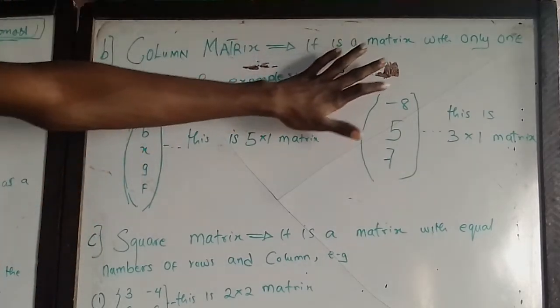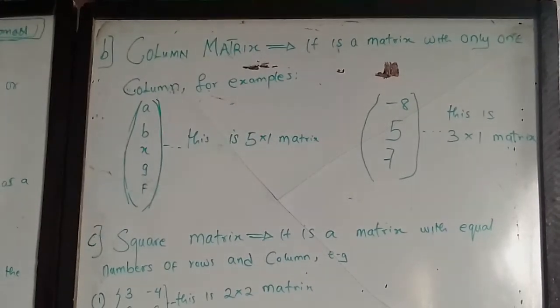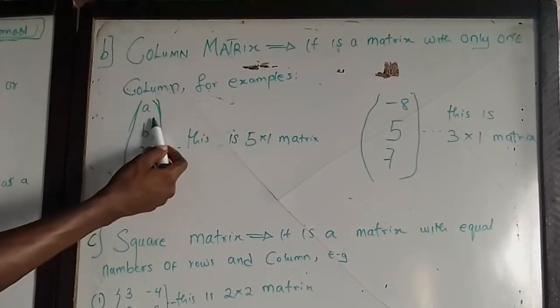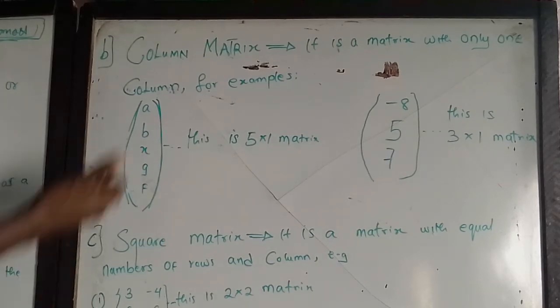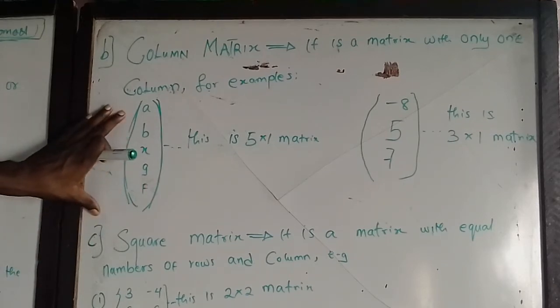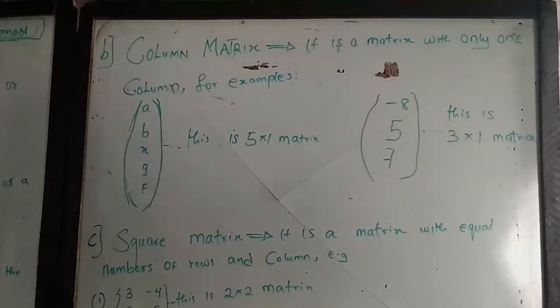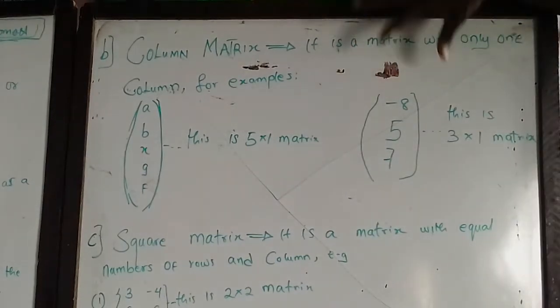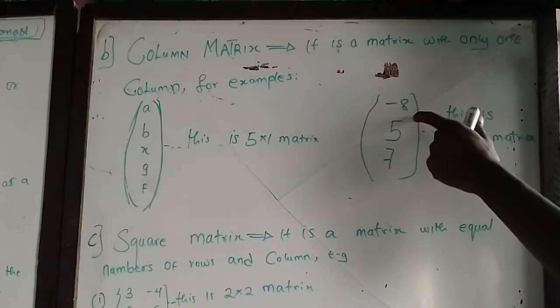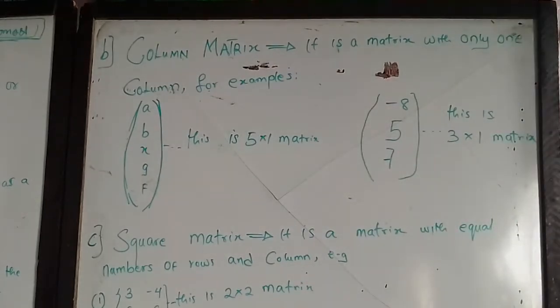A column matrix is a matrix with only 1 column. For example, your column matrix has the elements A, B, X, G, F. So this type of matrix is a 5 by 1 matrix. Here is another example: 8, minus 8, 5, 7. This is a 3 by 1 matrix.